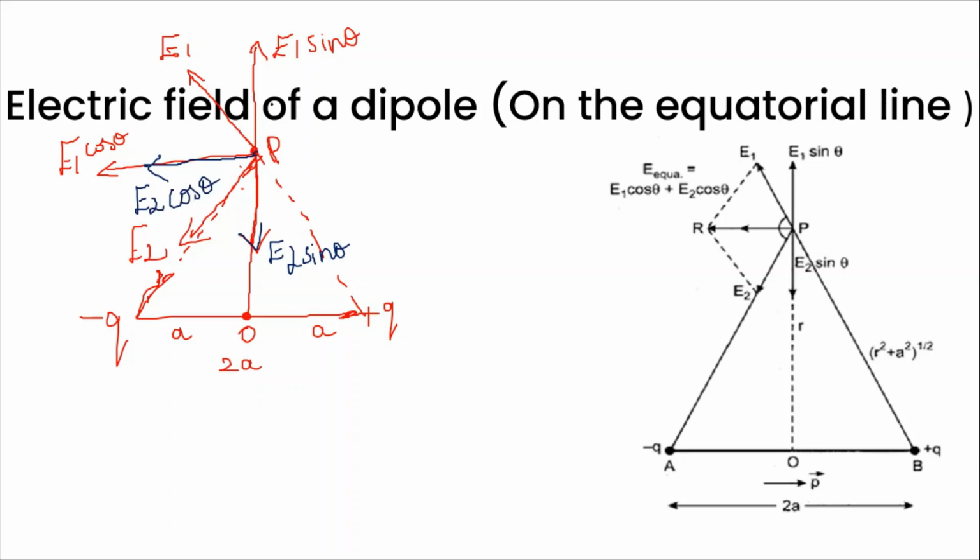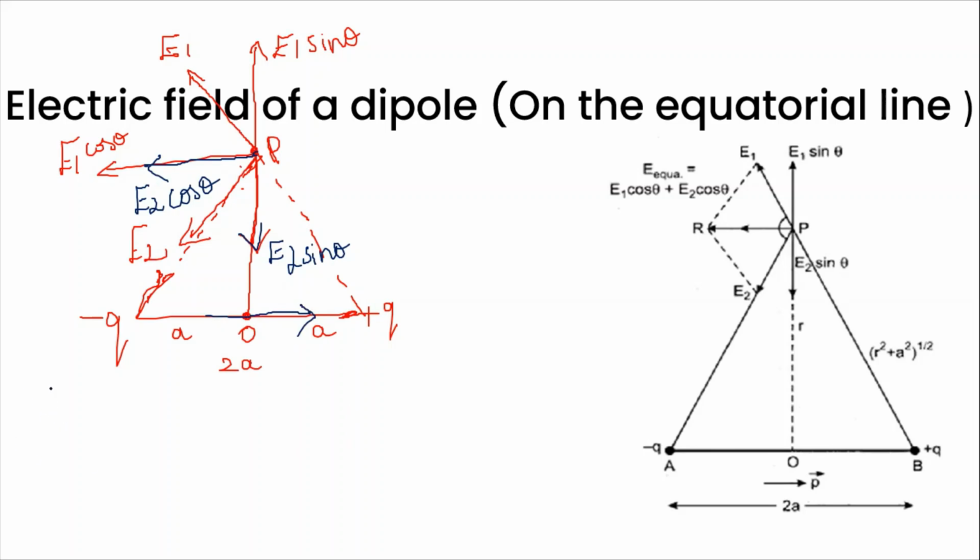Now this E1 sine theta and E2 sine theta will be equal in magnitude and opposite in direction. So the net value of E1 sine theta plus E2 sine theta will be equal to 0, because they are equal and opposite, they cancel each other. And the total electric field will be the sum of the electric fields, E1 plus E2, into cos theta. And one more thing, the direction of the dipole is taken from negative to positive. So let us write the steps.